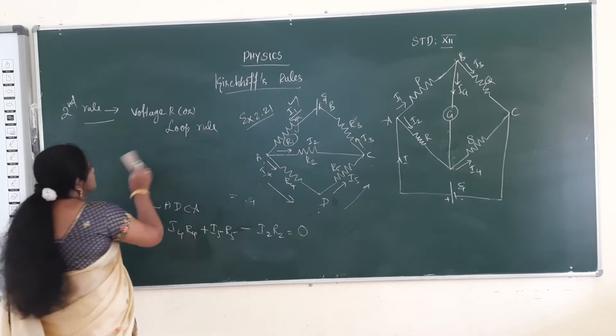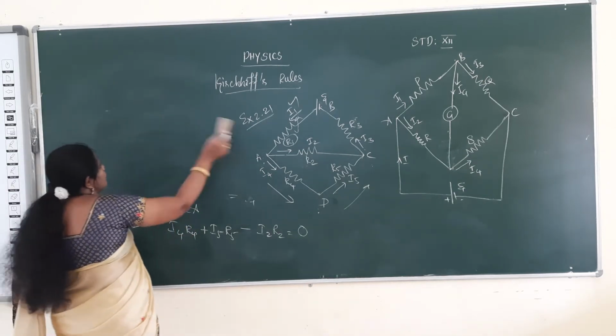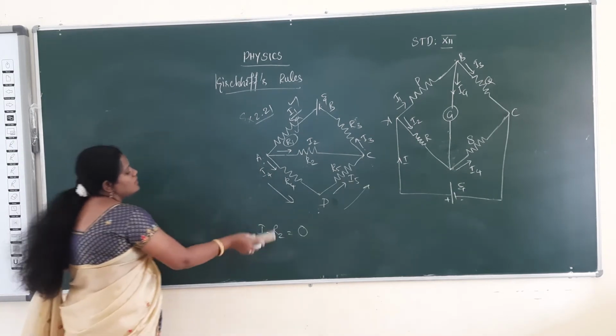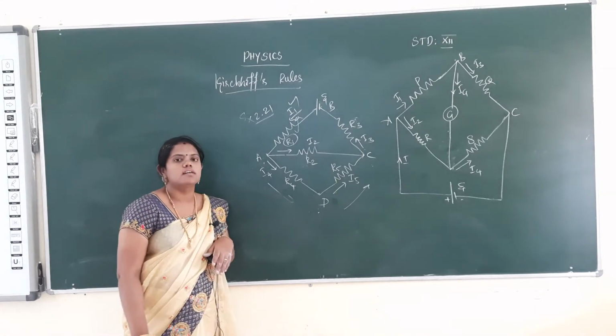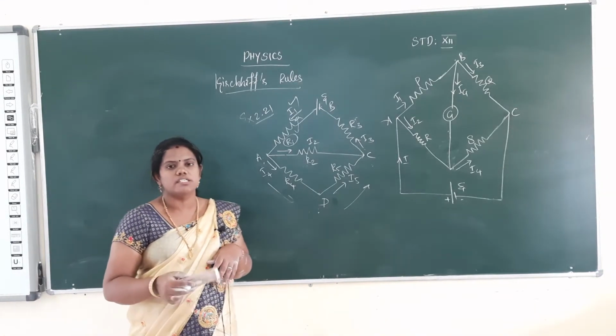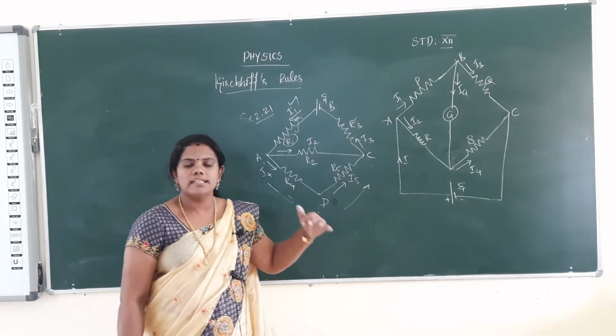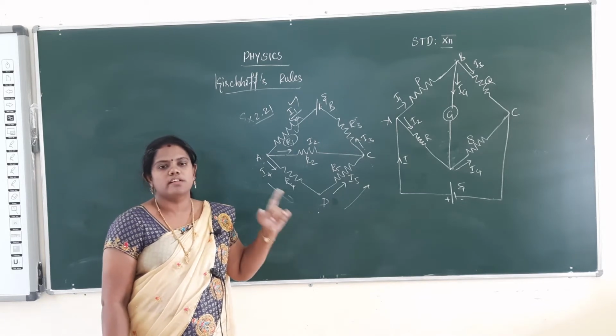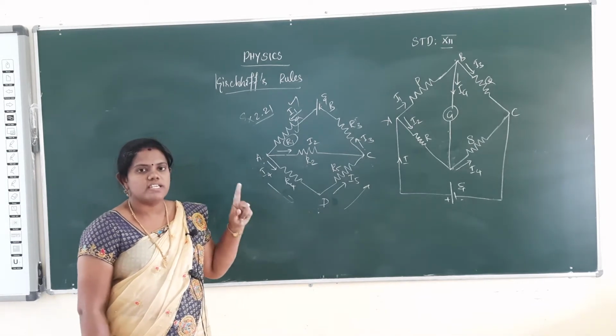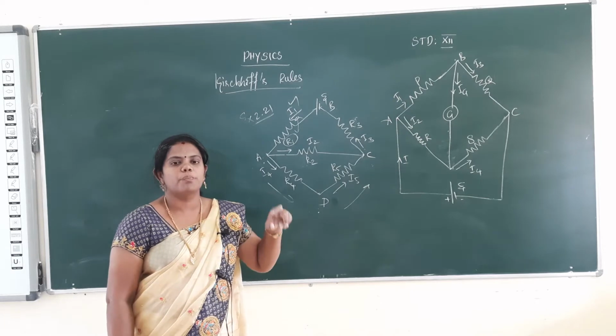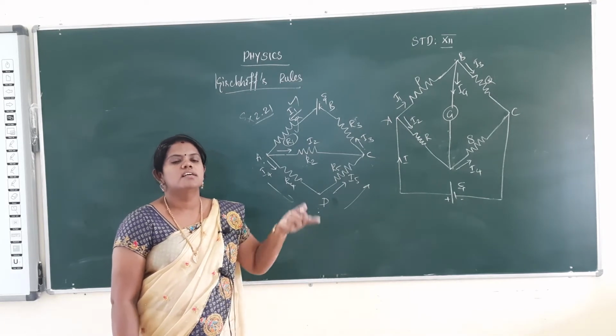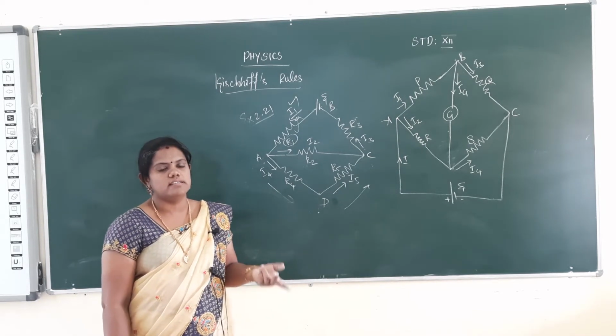Okay, then Kirchhoff's first rule and second rule. What is Kirchhoff's first rule? Algebraic sum of the currents at any junction in the circuit will be 0. Add all the currents and if their value is 0, that is the first rule. Kirchhoff's second rule is the algebraic sum of the product of current and resistance, which will be equal to the EMF of the cell. This is the second rule.